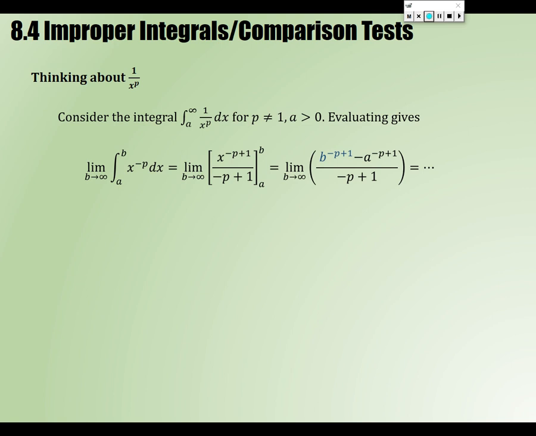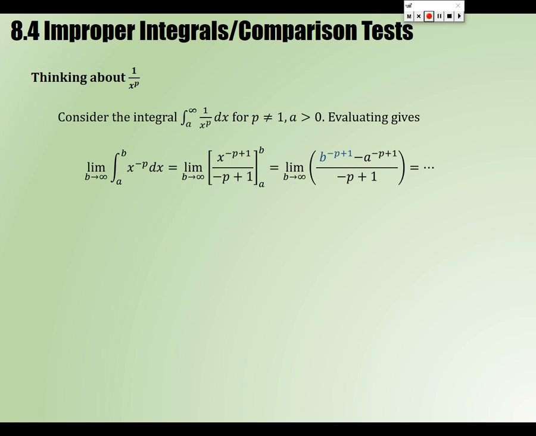Do you agree that this is the antiderivative in general? Keep in mind we're integrating with respect to x. p is a constant. So this is just the power rule. Do you agree that if you plug in b and a for x that you get this? The denominator on both of these, remember, negative p plus 1, just comes along for the ride. So that's a constant down below that's just hanging out down there. b and a are the things we're plugging in for x and subtracting.